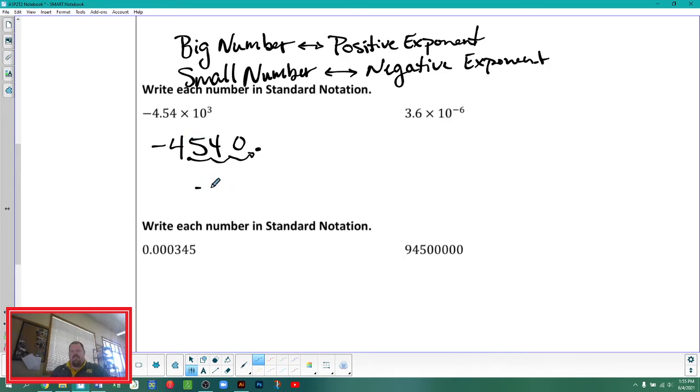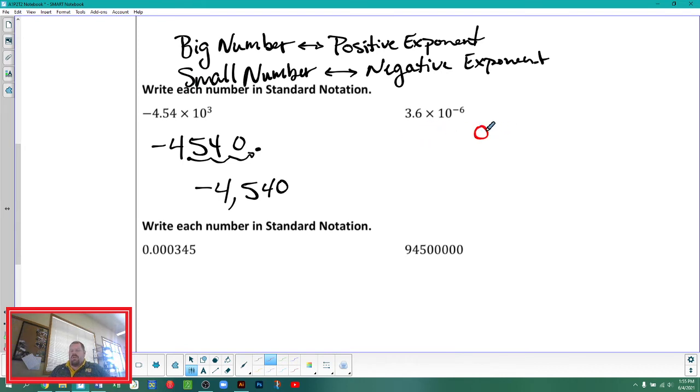So this number ends up being negative 4,540. And that to us is a big number. It's a long ways away from zero. Okay. The next one has 10 to the negative 6. Negative exponent, small number. This is a number very, very close to zero.